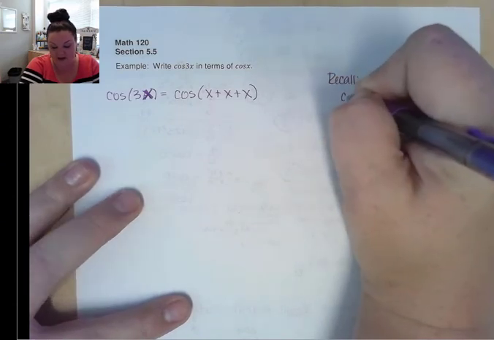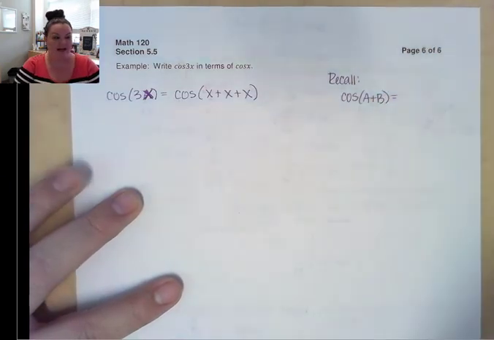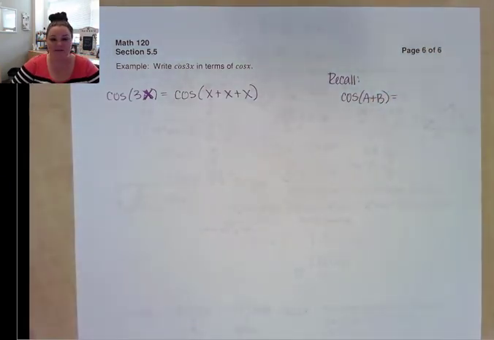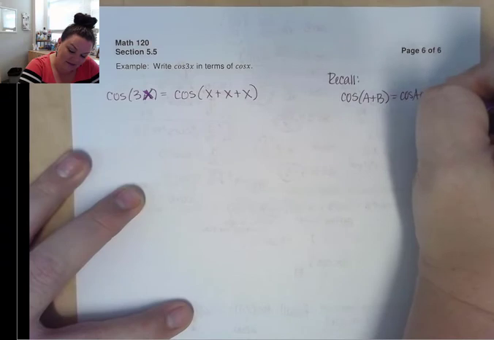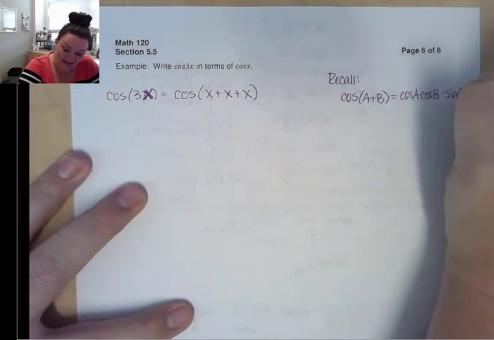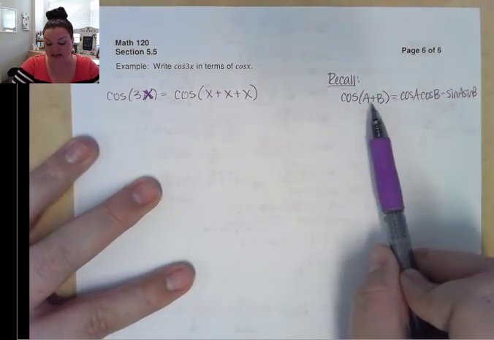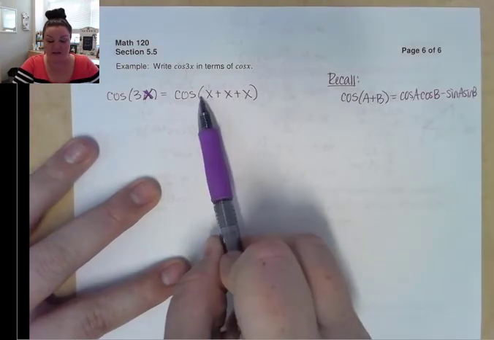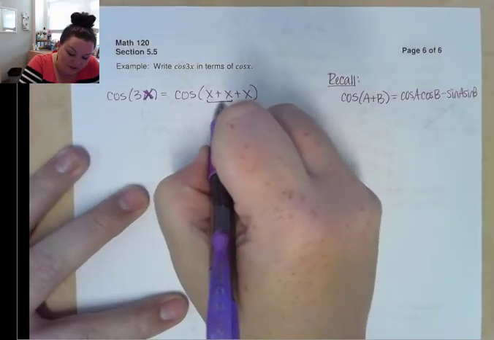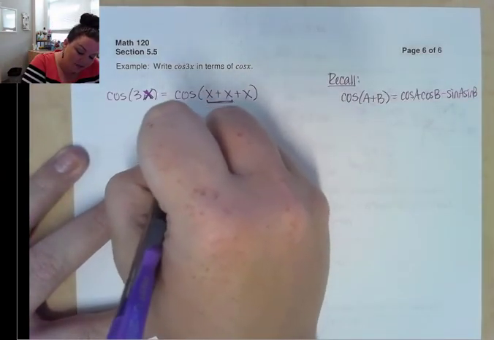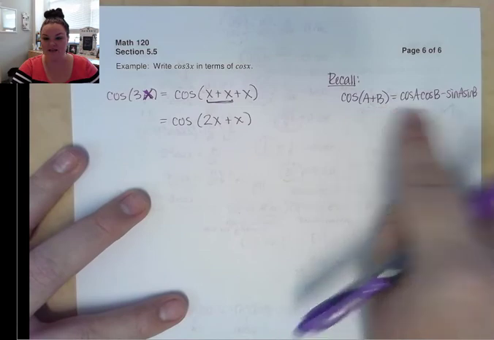Recall, I have a cosine of a plus b formula that I can use, my CAB-SAB formula, which says cosine a cosine b minus sine a sine b. So I can use this formula if I'm just adding two things. So instead of writing it out as three different x's, I really just need an addition of two things. So I'm just going to group these first two x's together and rewrite this as cosine of 2x plus x.